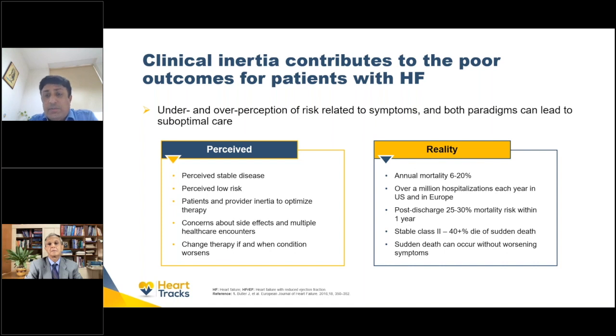With each rehospitalization, it increases the cost of therapy to the hospital, to the patient, and to the state also. Regarding sudden cardiac death, we should know that it is more common in patients who are relatively stable in NYHA class 2. So these patients in NYHA class 2 have high chances of sudden cardiac death. So even if the patient looks stable, optimum medical management should be offered to these patients.